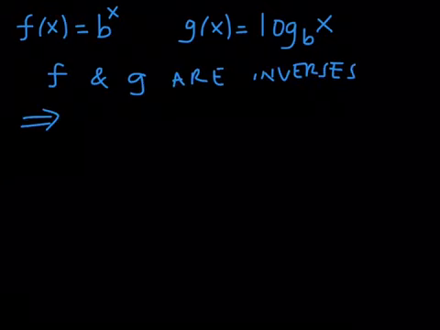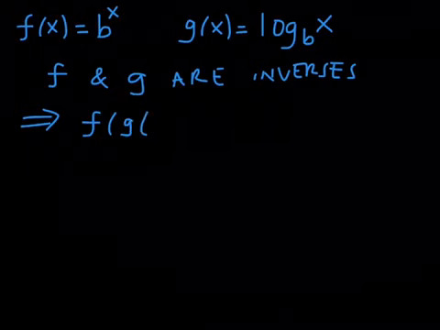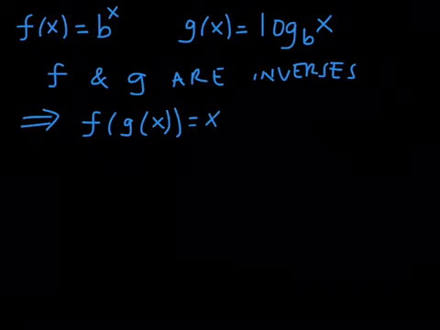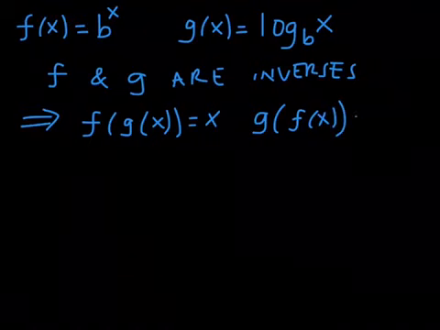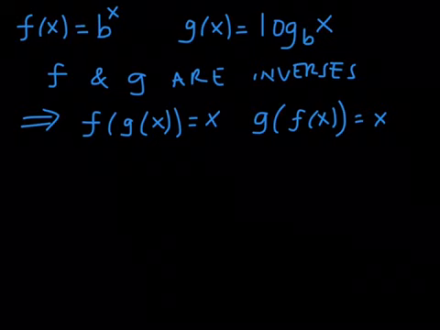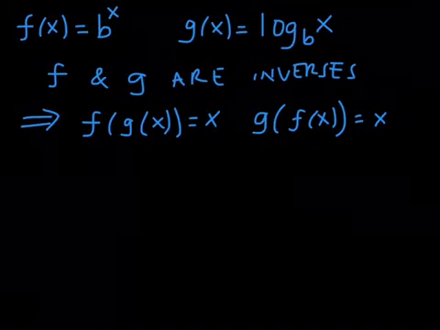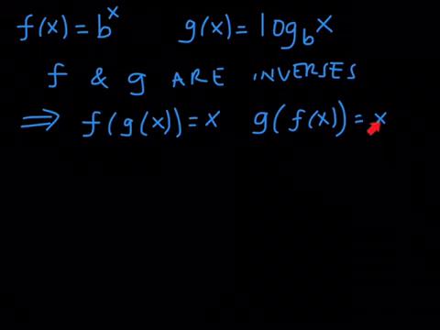That implies two things. F composed with G, that is f of G of x, is x, and also the other direction, G of f of x, that's G composed with f, is also x, right? So if you compose the exponential and the logarithmic function together, you're just going to get your argument right back. Please keep this in mind for the next two examples.